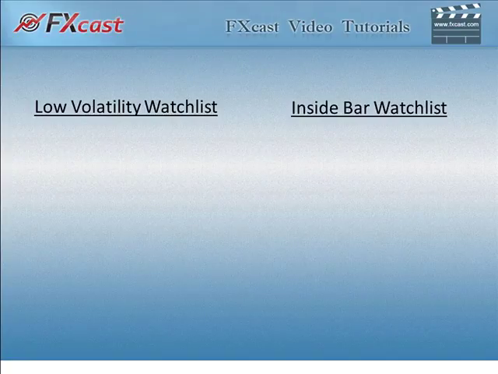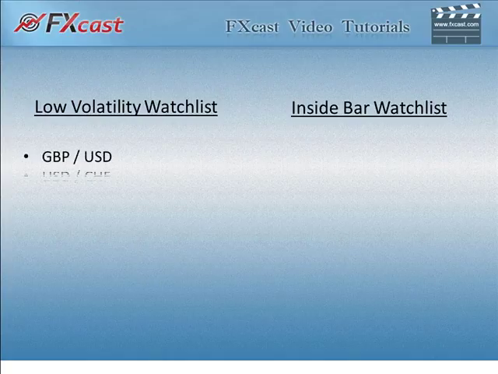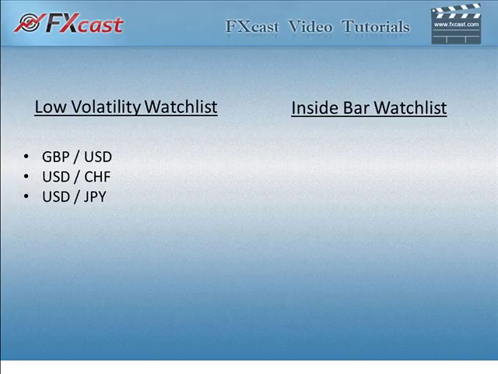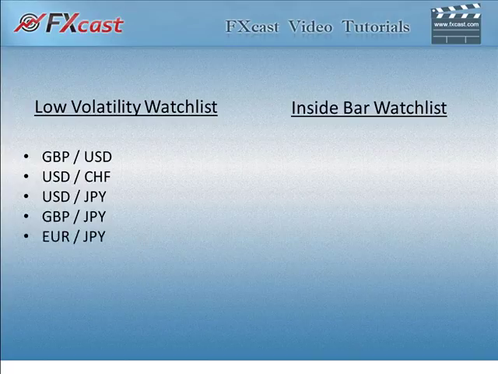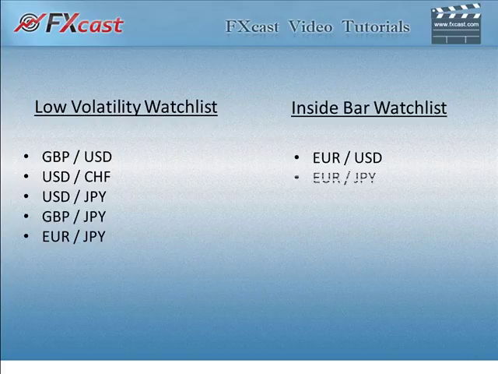As we come to our watch list, we start off with our low volatility watch list, and that is our 1 hour time frame using Bollinger Bands, and we're going to be watching the pound dollar, the dollar franc, the dollar yen, and the pound yen. For our inside day watch list, we also have the euro yen. We will have the euro dollar, the euro yen, the pound yen, and the dollar yen. Let's go check out the economic calendar.